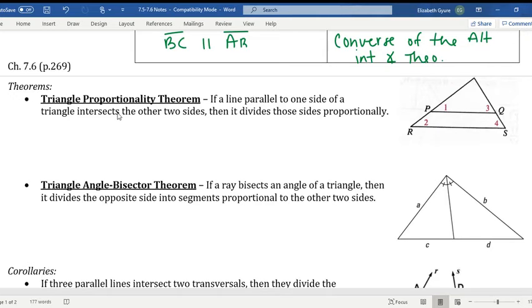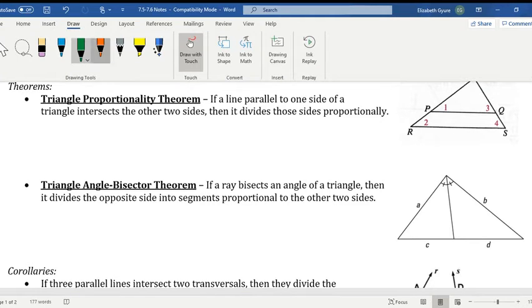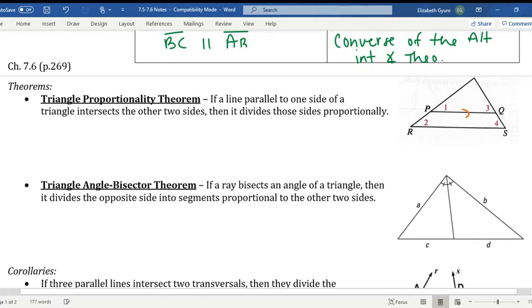So first we have the triangle proportionality theorem. That says if a line parallel to one side of a triangle intersects the other two sides, then it divides those sides proportionally. So this is basically saying that if segment PQ is parallel to segment RS, then either side of your triangle is being split into proportional parts.